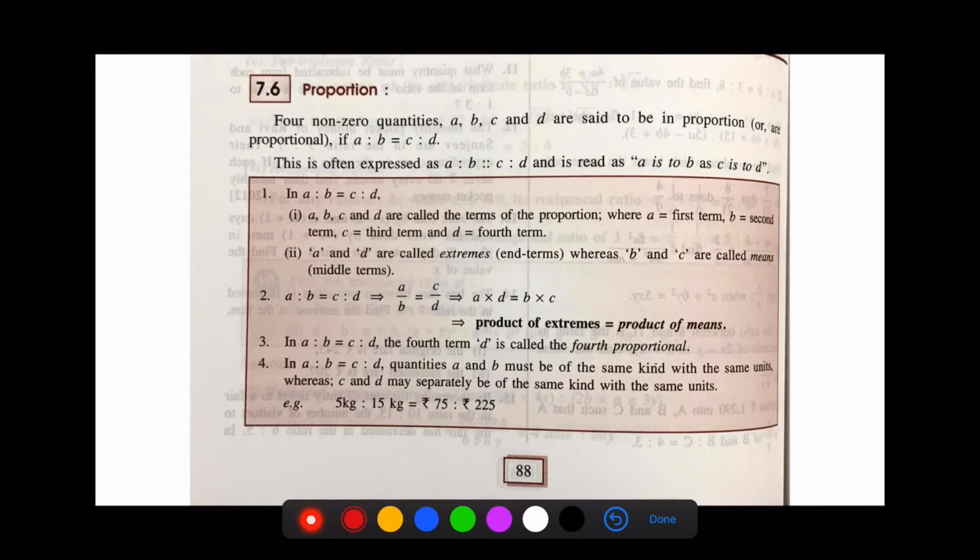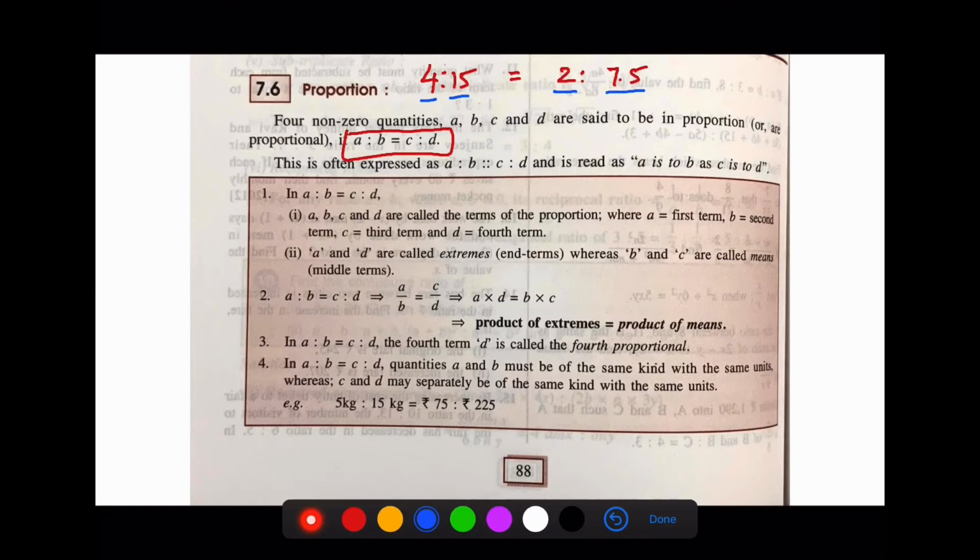Now, let us learn about proportions in more detail. Any 4 non-zero quantities A, B, C and D are said to be in proportion or are proportional if A is to B is equal to C is to D. So we can take the previous example. We had 4:15, that was equal to 2:7.5. So I can say that these quantities 4, 15, 2 and 7.5 are in proportion, or they are proportional.